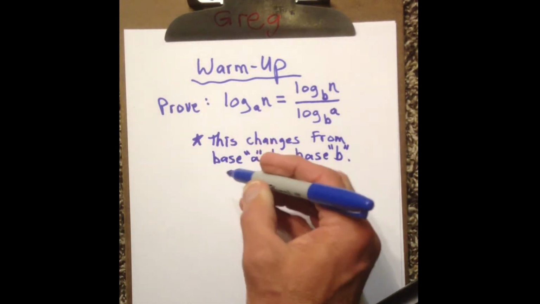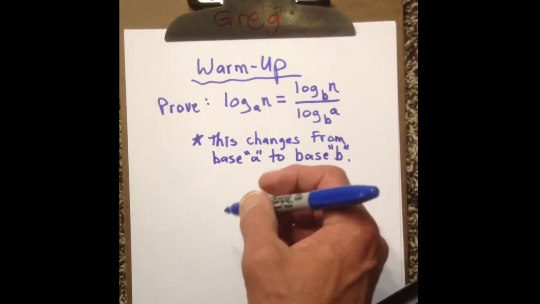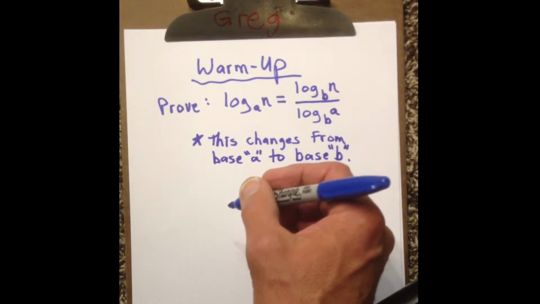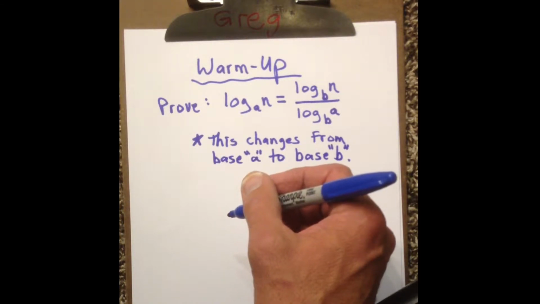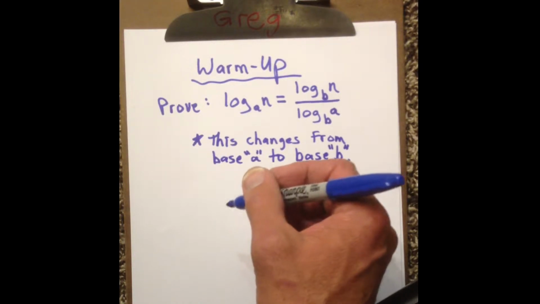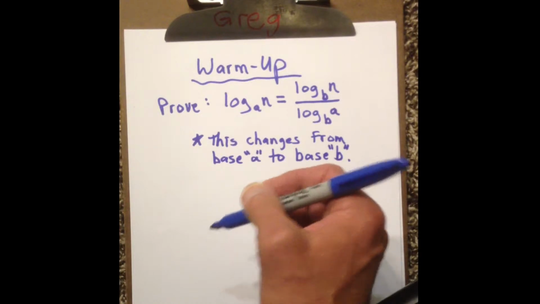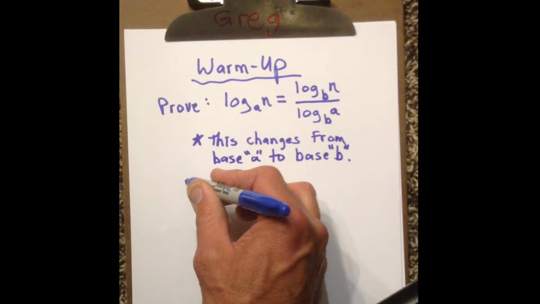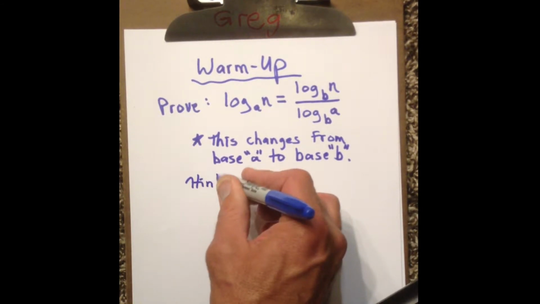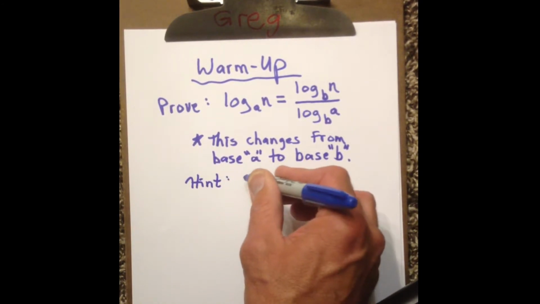And here's a hint. And remember, for proofs, you've got to pick the left side, log base a of n, and only do math that you understand and you feel is accurate to create the left side to become the right-hand side. Kind of like proving trig identities. And here's your hint. Try this.